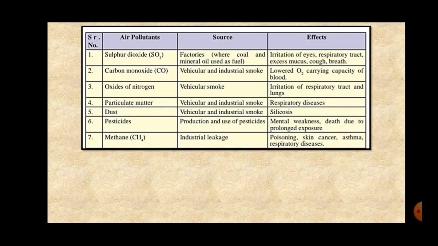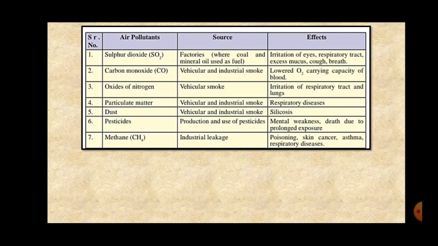Now, whatever type of air we are breathing in, it is definitely going to affect our respiratory tract, right? So the nose, the respiratory tract, our lungs, all these are affected by the air pollutants. Second one is carbon monoxide. It is CO. It is given out from vehicular and industrial smoke, that is from the vehicles and from the industries too.